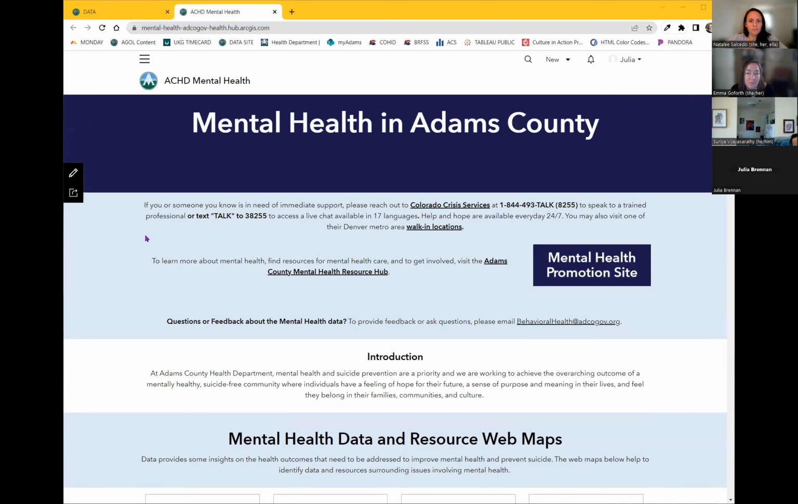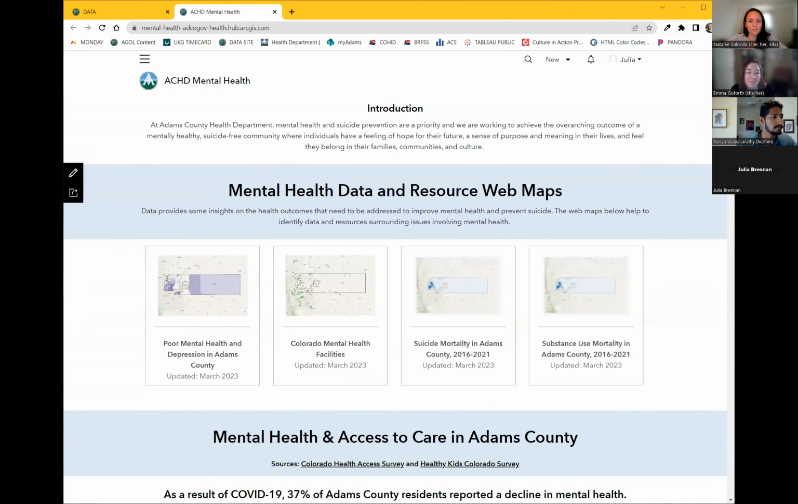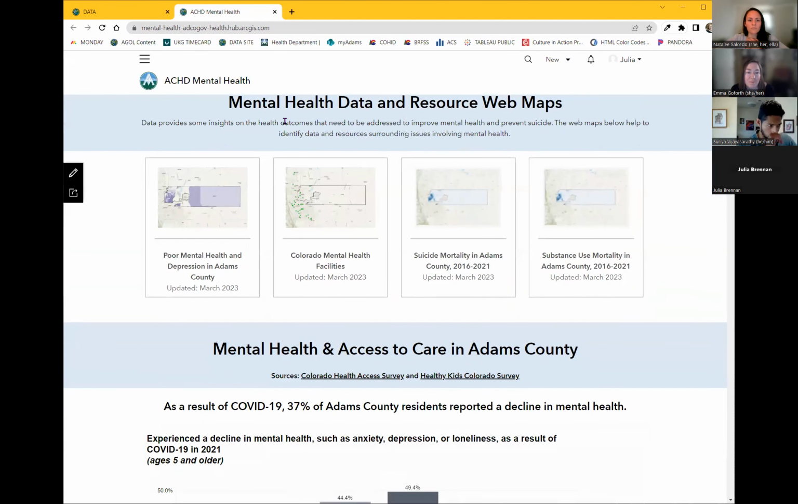So this is where all the data has come from that we've been discussing today. On the mental health site itself, we start out with this section that provides contact info and some important links directly at the top related to mental health, including a link to our mental health promotion site. The first section is related to our mental health data and resource web maps.